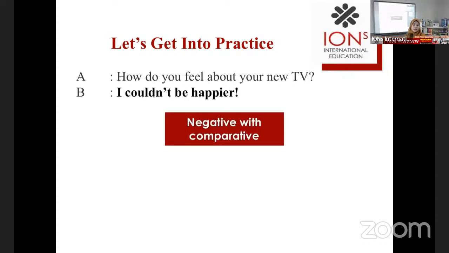So in here, it is negative with comparative. Aku tidak bisa lebih bahagia lagi. Ya, right? I couldn't be happier. Berarti aku sekarang bahagia atau tidak? Am I happy now? Yes. So he is very happy because I couldn't be happier. Aku nggak bisa lebih bahagia lagi because I'm very happy now. Like that. Okay, so those are the examples of the skills that we have in TOEFL ITP test.